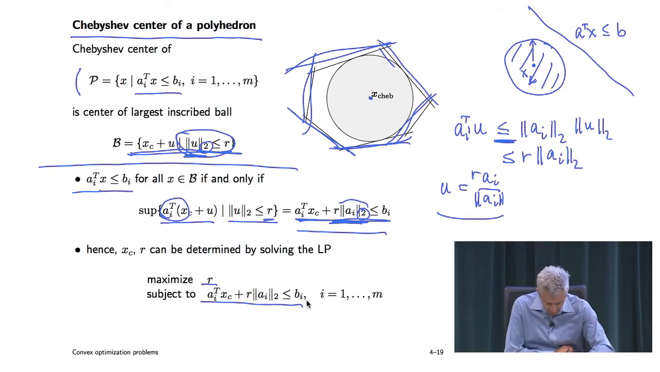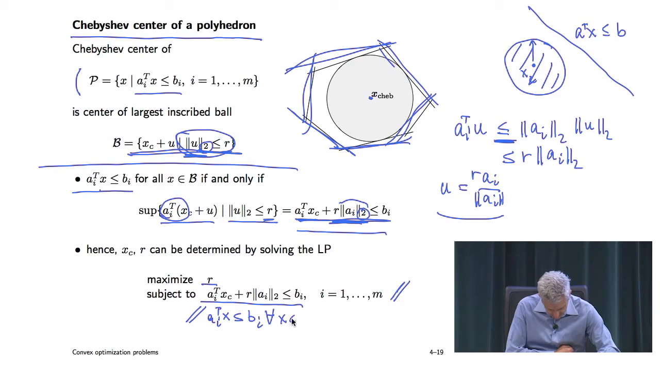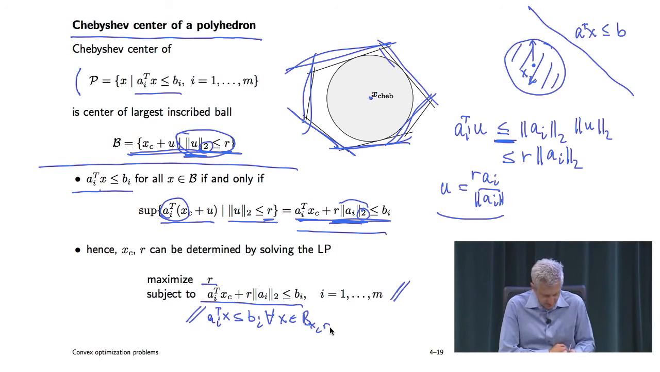And if you were writing code, you would put a comment there. And then after the comment, you would write the following. You could say this is the condition under which AI transpose X is less than BI for all X in B(XC, R). So that's the ball with center XC and radius R, right? And that's it. It's that simple.